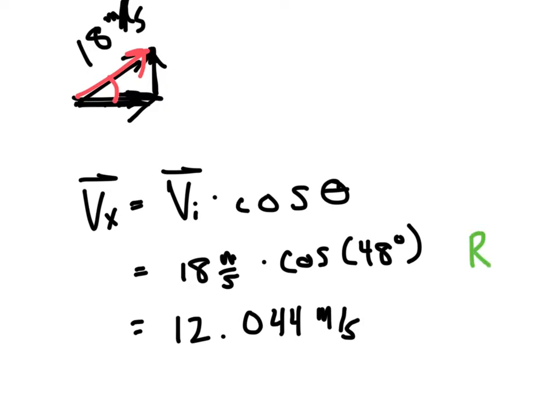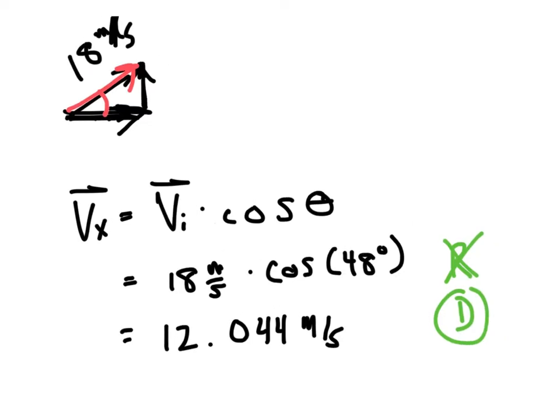I just want to point out here, this is something that often happens: if your calculator is in radians instead of degree mode, then you're not going to get the right answer. Everything needs to be in degree mode, so make sure that you do not have your calculator in radians, otherwise the calculations won't work. So now we know what the horizontal initial velocity is. We're going to need this number later, so 12.044.